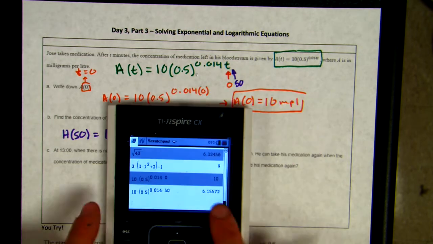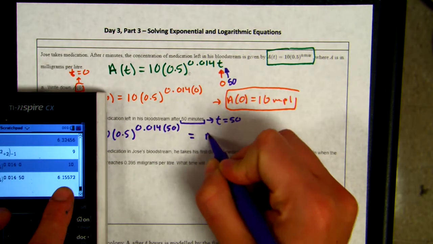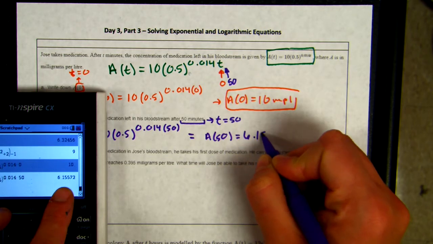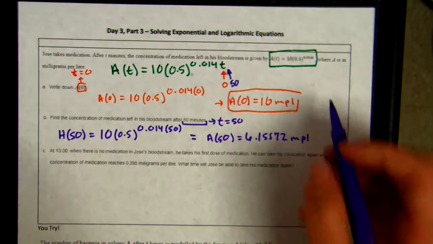And I get 6.15572. So A of 50 is equal to 6.15572 milligrams per liter. Okay?